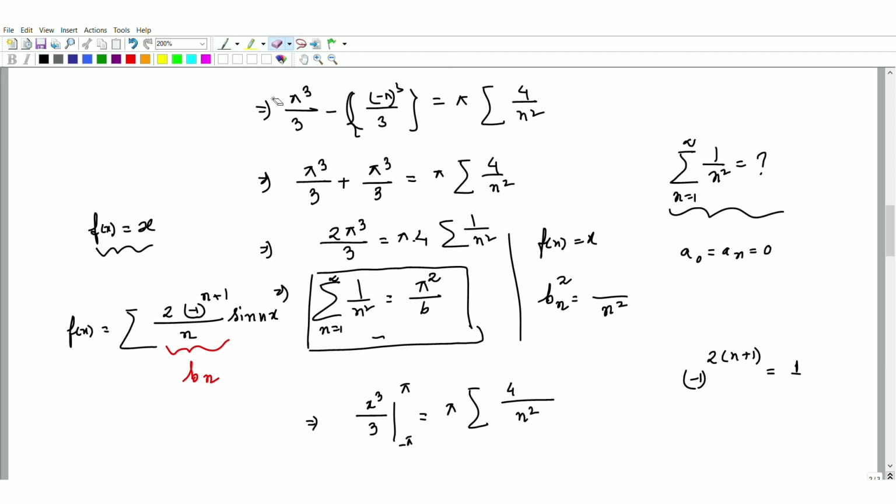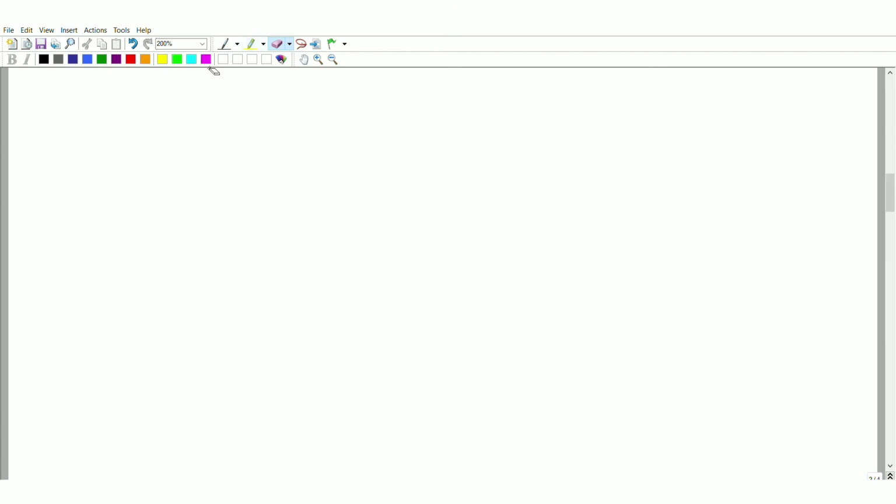Now if you start with the function fx equal to x square from minus pi to pi, then you will find the summation of 1 by n to the power 4. Okay, because in this Fourier series, if you find the Fourier series of this function, this is an even function, is it not, this is an even function.